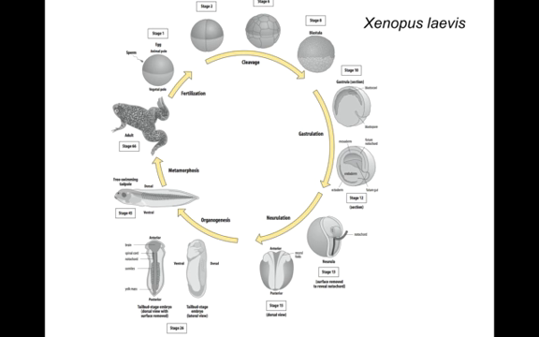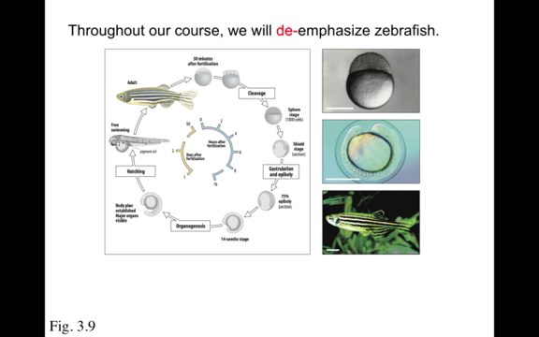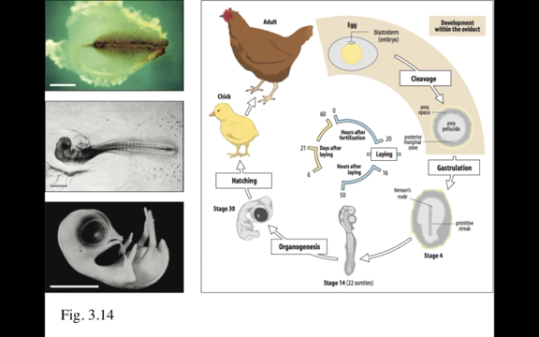So we talked about frogs and what they look like. Now we're not going to talk about zebrafish. We're going to talk about chickens. And so here's that same story, starting with an unfertilized egg, and then early embryogenesis in a chicken.